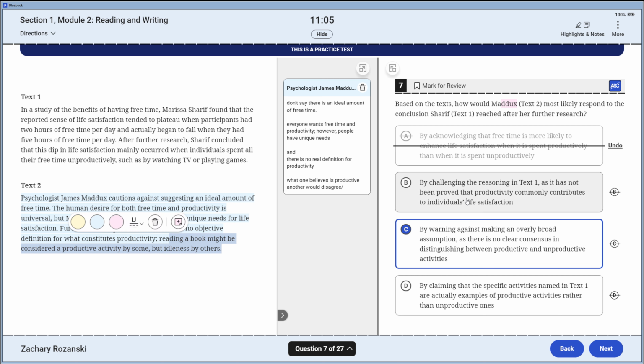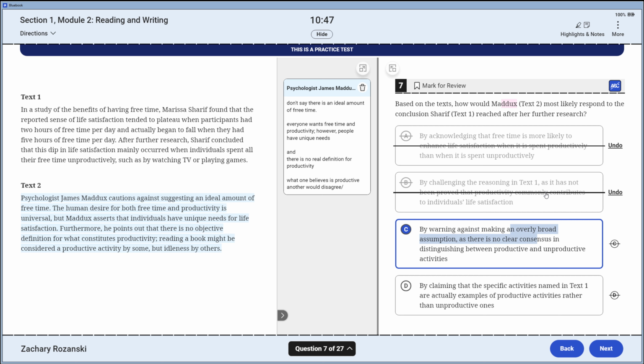Let's go back to B. By challenging the reasoning, as it has not been proved that productivity commonly contributes. The human desire is universal. No, it's universal. But the unique needs are different. Overly broad.